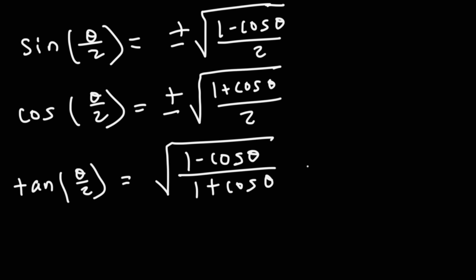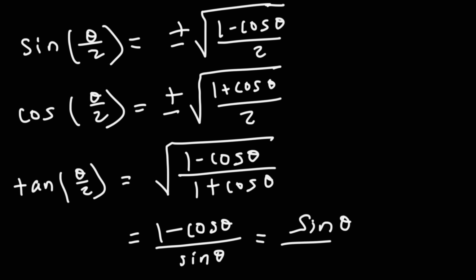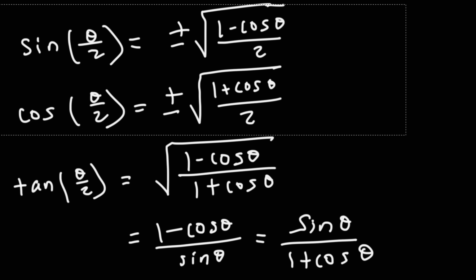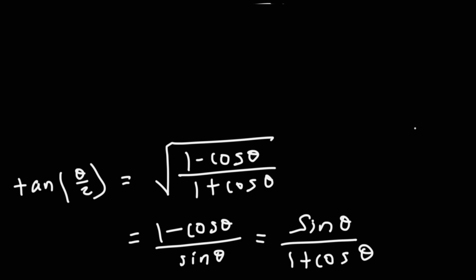Now tangent theta over 2 has other forms as well. It's also equal to 1 minus cosine theta over sine theta, and it's also equal to sine theta over 1 plus cosine theta. And you could derive those other forms from the first one. So starting with this form, here's how you can get this one. What you want to do is multiply by the reciprocal of this denominator.